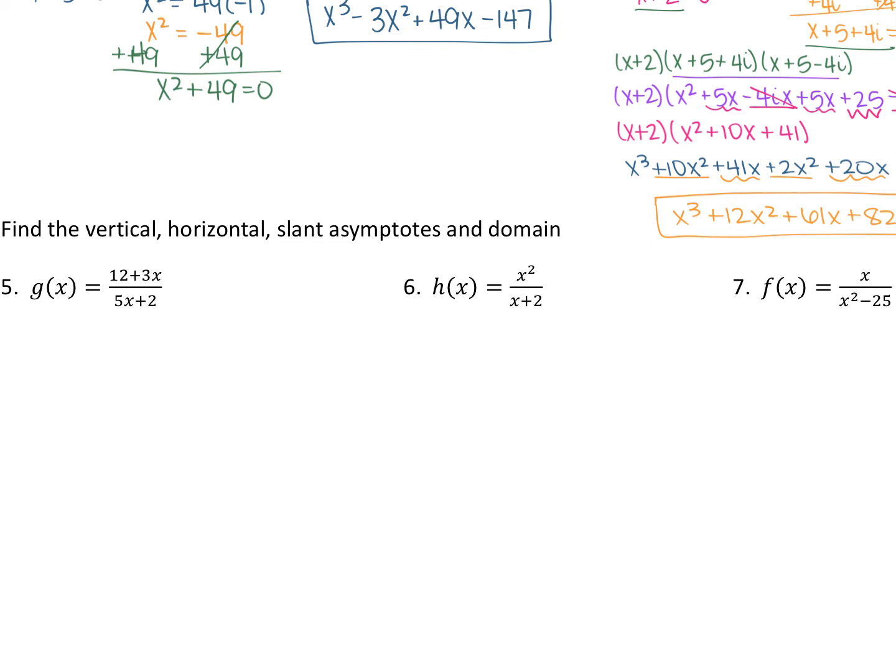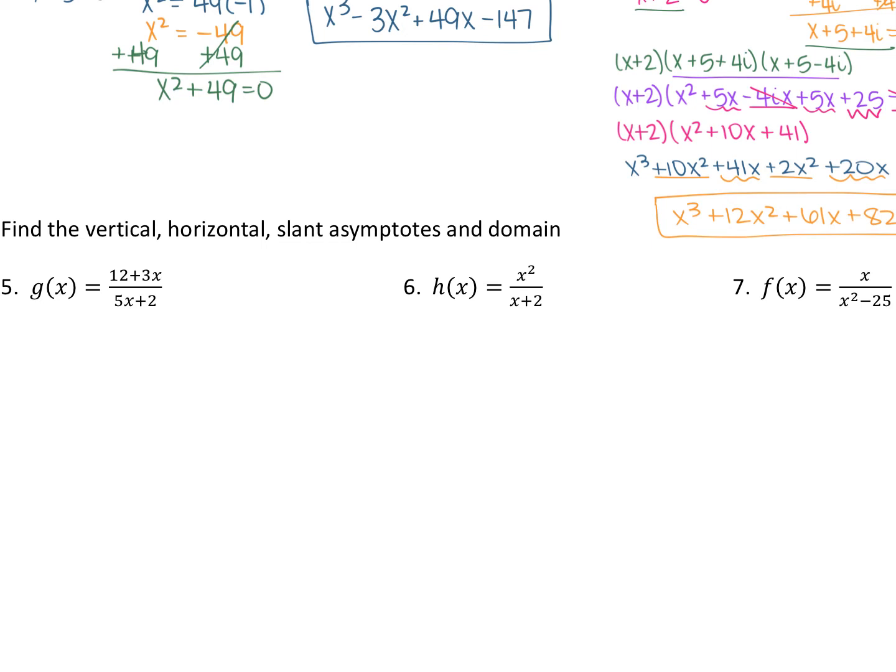Horizontal asymptotes, compare the numerator's degree with the denominator's degree. If the numerator degree is greater than the denominator degree, your horizontal asymptote is none. If they're equal to one another, take the leading coefficient from the numerator, put it over the leading coefficient of the denominator, and simplify. You're going to set it equal to y. Then if your numerator degree is less than the denominator degree, automatically y is equal to 0.